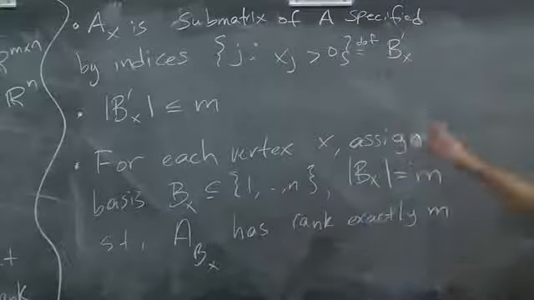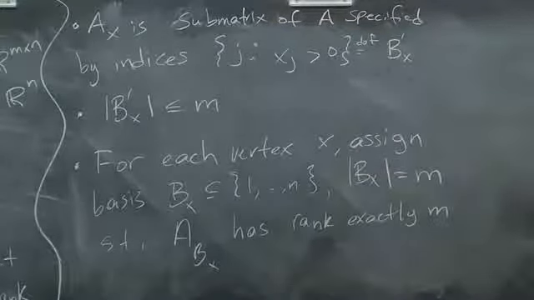So the point is that if B prime x had size less than m, that means I can augment it by adding more columns to make it have full rank. I'm assuming that A has full row rank, because there's no point in having redundant rows in A. This would be redundant constraints, and you can filter that out in preprocessing. Either redundant constraints or obvious infeasibility. Okay, so good.